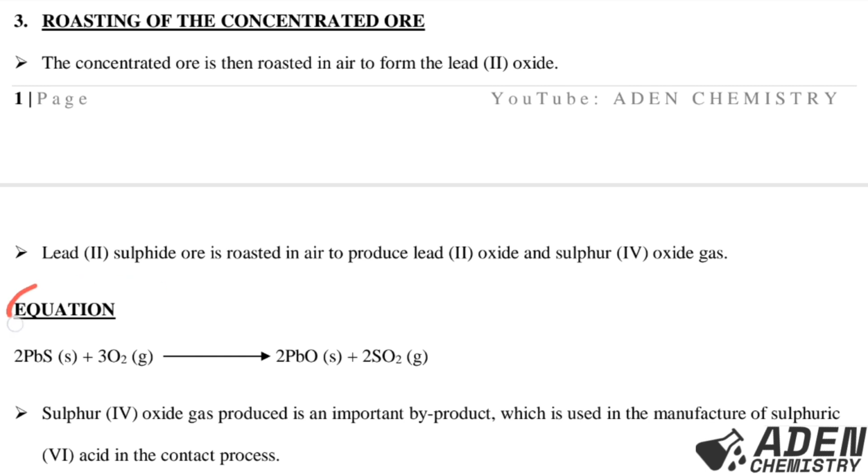So the equation for that reaction will be 2 moles of lead 2 sulfide solid reacting with 3 moles of oxygen gas. We are going to get 2 moles of lead 2 oxide and also 2 moles of sulfur dioxide gas. And we are saying the sulfur dioxide gas produced is an important byproduct which is used in the manufacture of sulfuric 6 acid in the contact process.